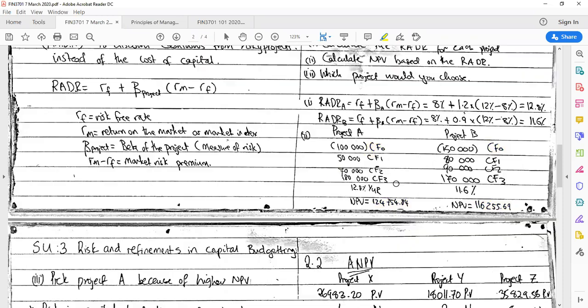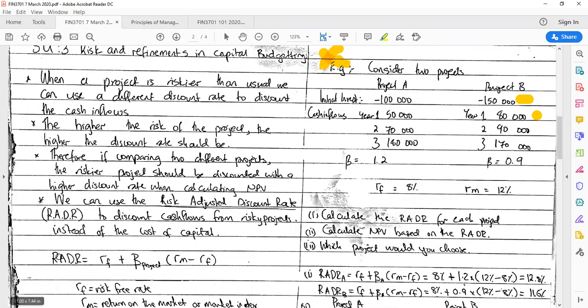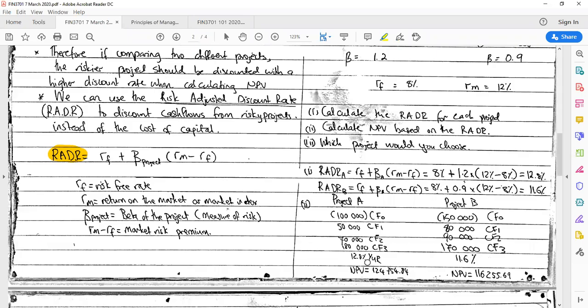So in summary, you see we had two different projects, and these projects are risky projects. And because of that, we used the risk-adjusted discount rate to calculate the NPV of these two projects, right? And also, very importantly, when we did this, we first calculated our risk-adjusted discount rate. Then we discounted these two different projects using different risk-adjusted discount rates because of their different riskiness. And then we pick project A because it has a higher NPV compared to project B. So that's how risk-adjusted discount rates work.